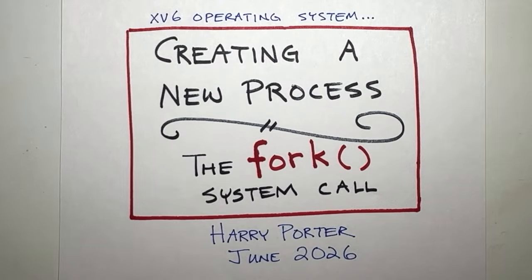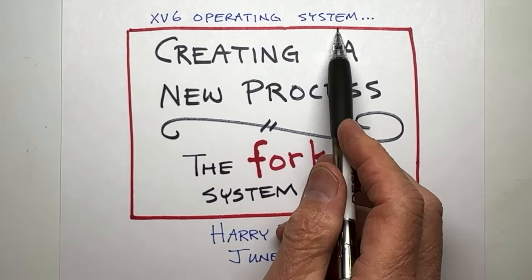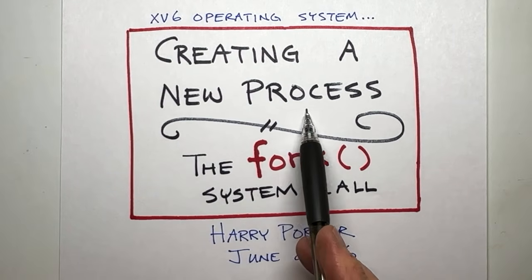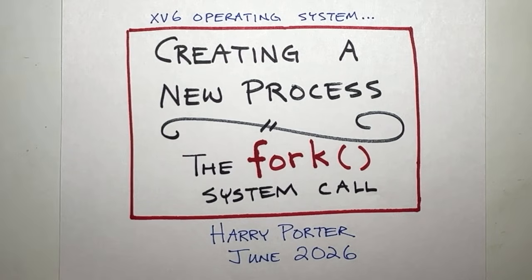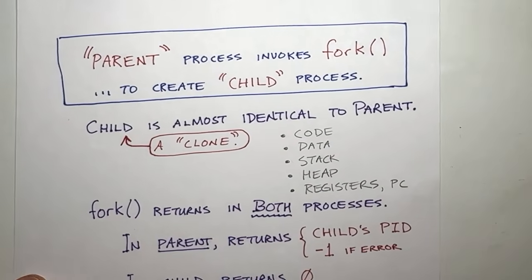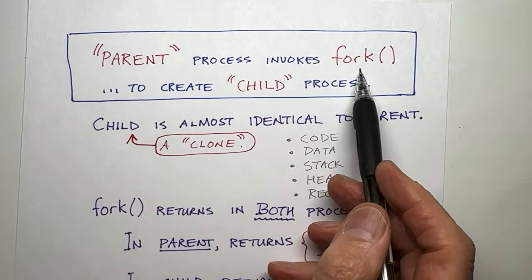Welcome to another video in a series on the xv6 operating system kernel. We finally have enough background to describe how new processes are created, and in this video you'll get to see how the fork system call works. Whenever one process wants to create another process, it invokes the fork system call.